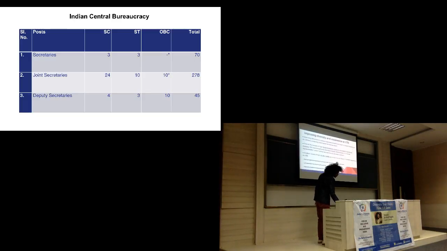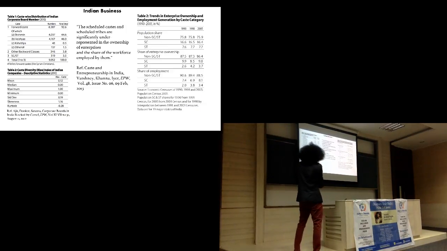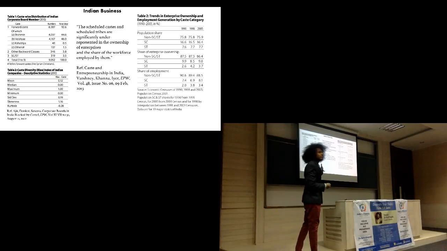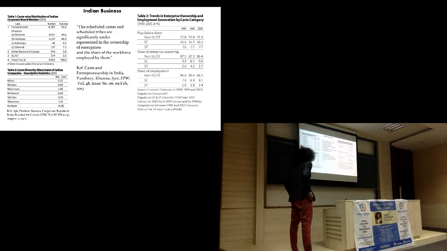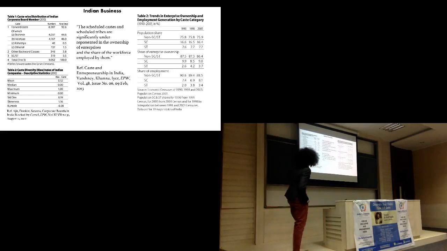Now, let's talk about Indian businesses. And these are citations, you can check them. It was published in EPW, a paper by Varshney, Khanna, a colleague, and Iyer, both colleagues at Harvard. And they had this starting statement. They said the scheduled caste and scheduled tribes are significantly underrepresented in the ownership of enterprise and the share of workforce employed by them. And this is the caste-wise distribution of Indian corporate board members. When you talk about finances, this is what it says.